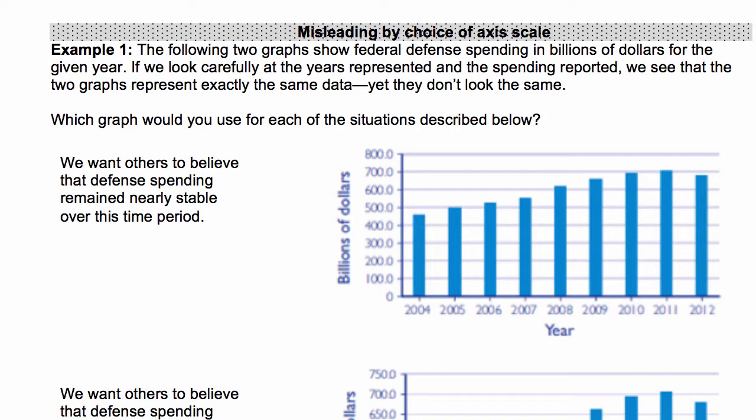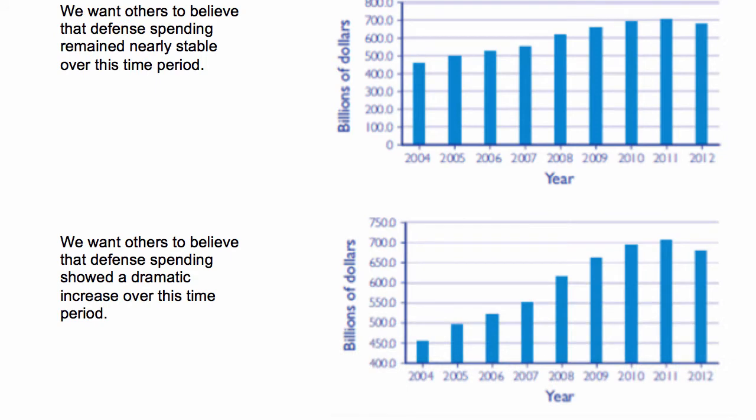Which graph would we use for each of the situations described below? Situation 1. We want others to believe that defense spending remained nearly stable over this time period. Situation 2. We want others to believe that defense spending showed a dramatic increase over this time period.